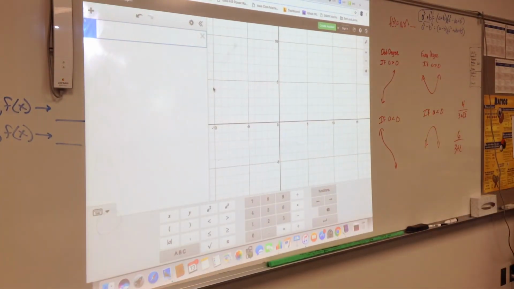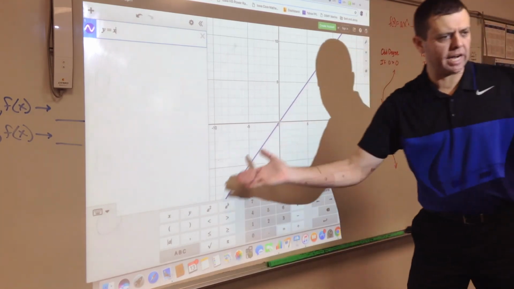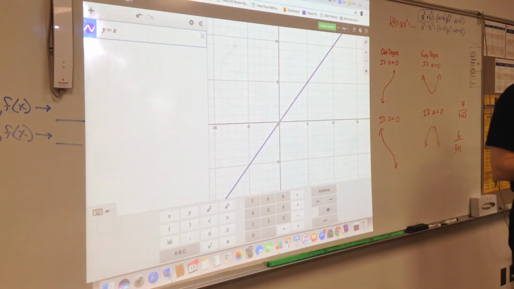When we talk about odd degree polynomials, like y equals x, I think we all know y equals x is a line with the slope of 1. There's really no changes to it. It's a consistent rate of change, okay?